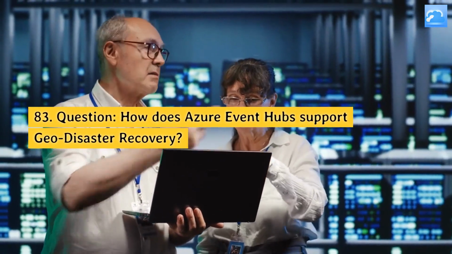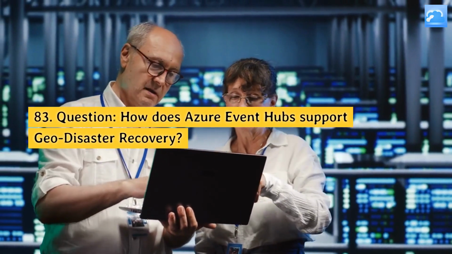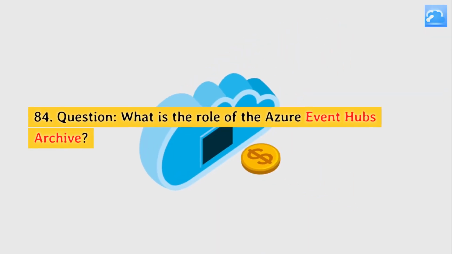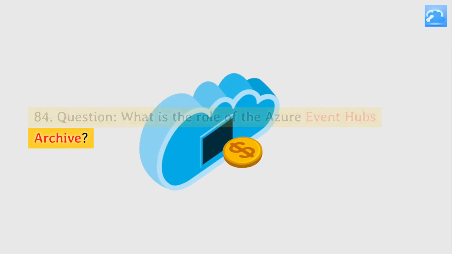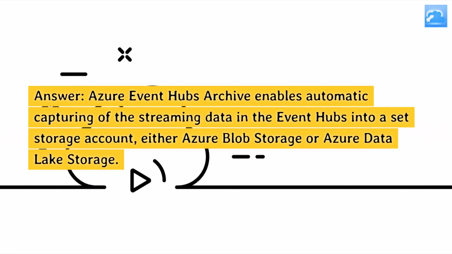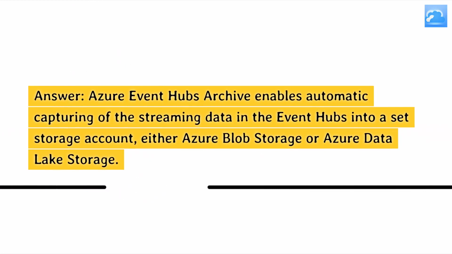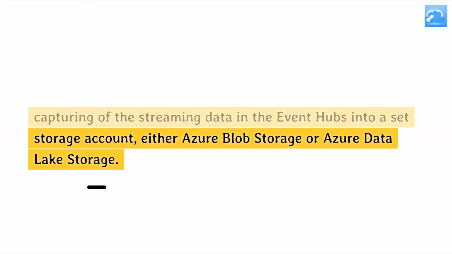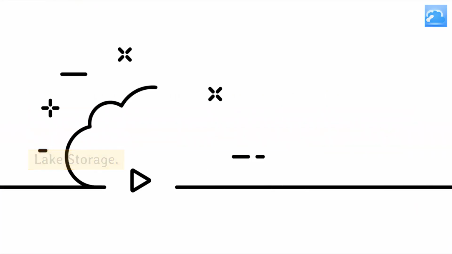83. Question: How does Azure Event Hubs support geo-disaster recovery? Answer: Azure Event Hubs supports geo-disaster recovery through Azure paired regions, allowing you to fail over to a secondary region in case of an outage. 84. Question: What is the role of the Azure Event Hubs archive? Answer: Azure Event Hubs archive enables automatic capturing of the streaming data in the Event Hubs into a set storage account, either Azure Blob Storage or Azure Data Lake Storage.